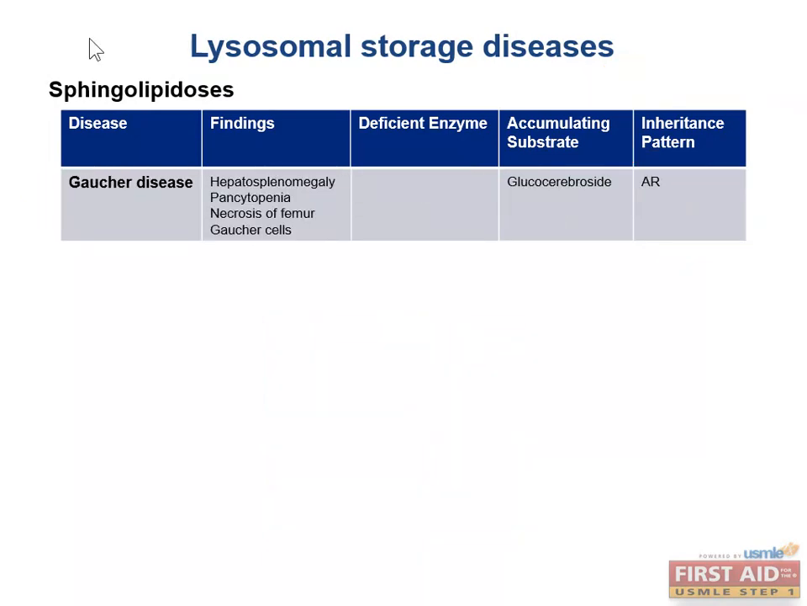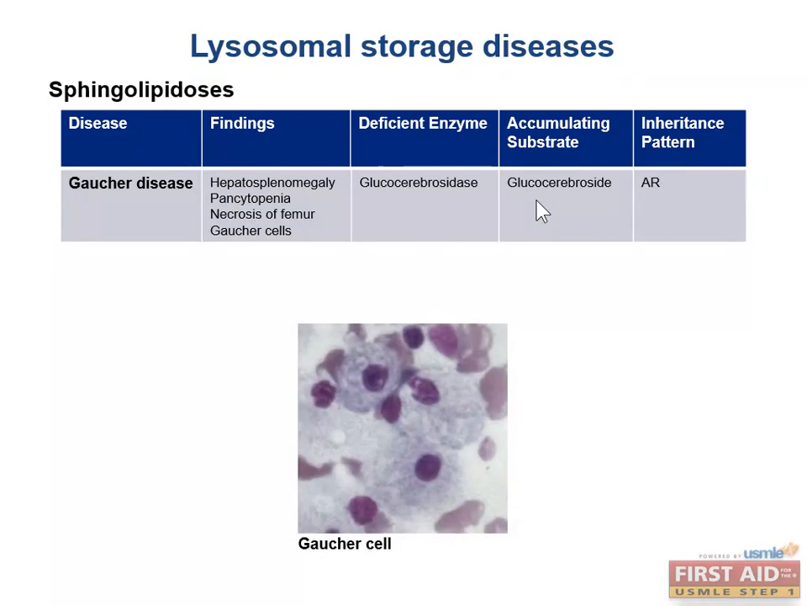Gaucher's disease is the most common lysosomal storage disorder. Now, since it's the most common, you can bet your tush that your chances of seeing this disease on test day are going to be pretty high. Now, for Gaucher's disease, what is our deficient enzyme? That's going to be the enzyme glucocerebrosidase, aka beta-glucosidase, and it's going to be defective or missing, which leads to an accumulation of glucocerebroside.